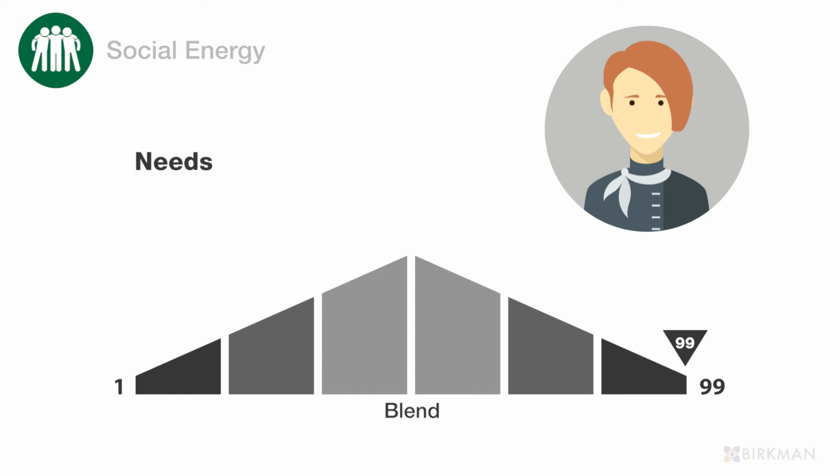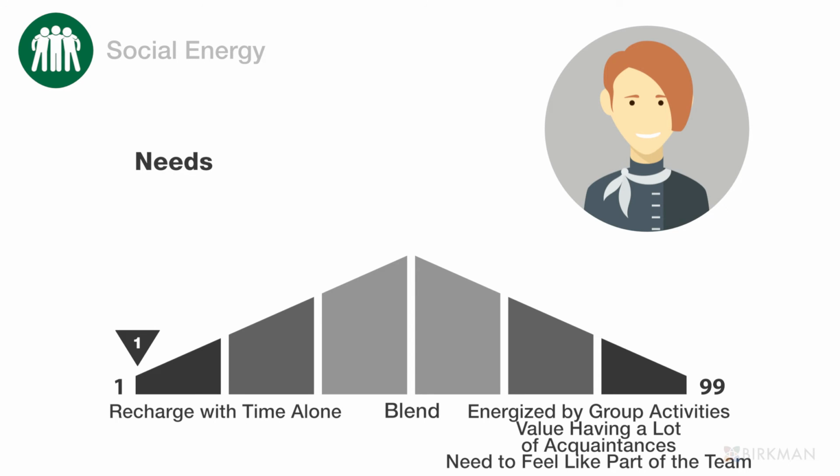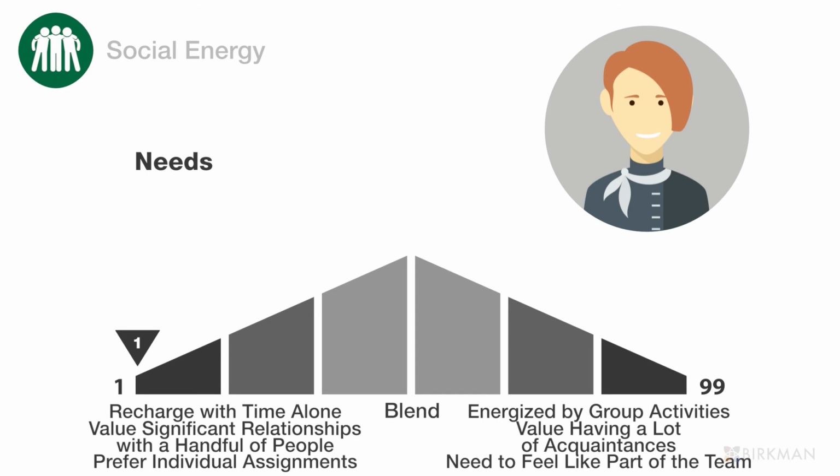People with high social energy needs are energized by group activities. They value having a lot of acquaintances, and it's important that they feel like part of the team. In contrast, people with low social energy needs recharge by having time alone. They value significant relationships with a handful of people and prefer individual assignments.